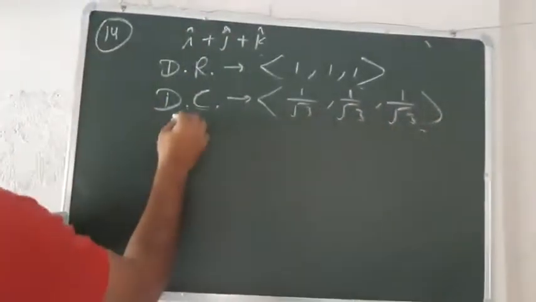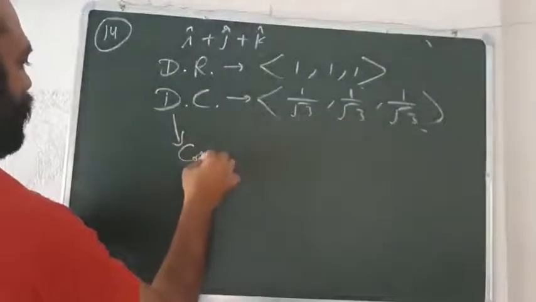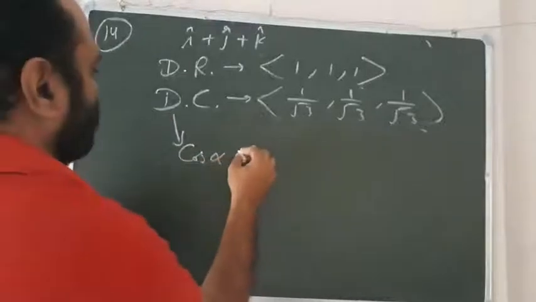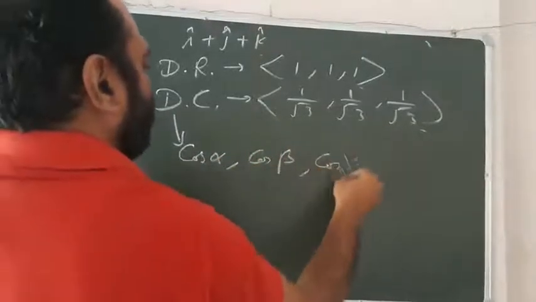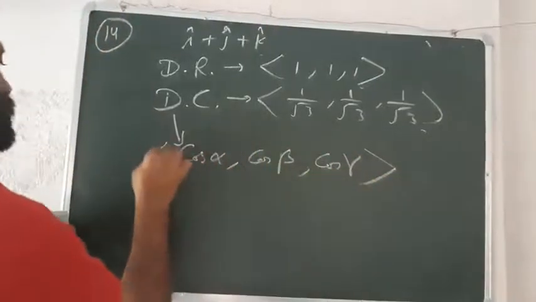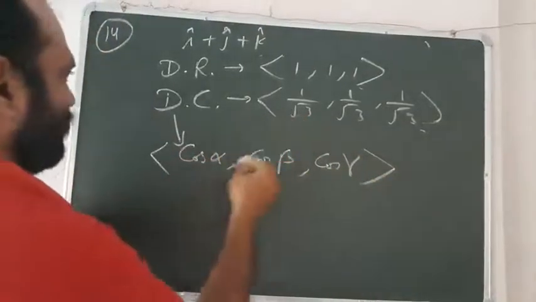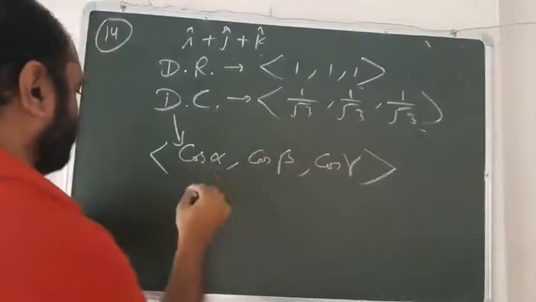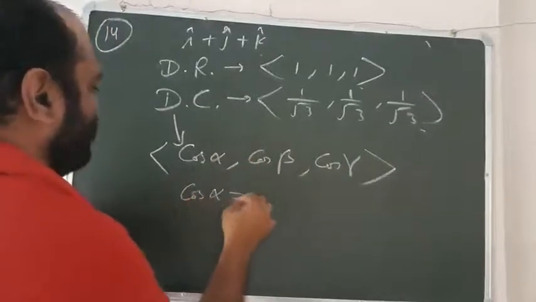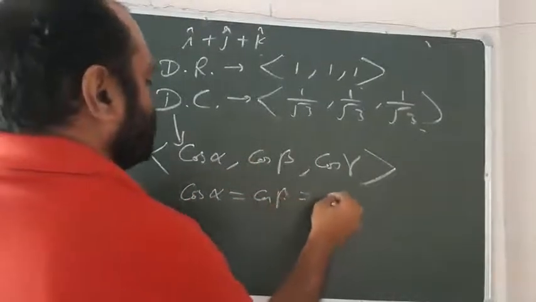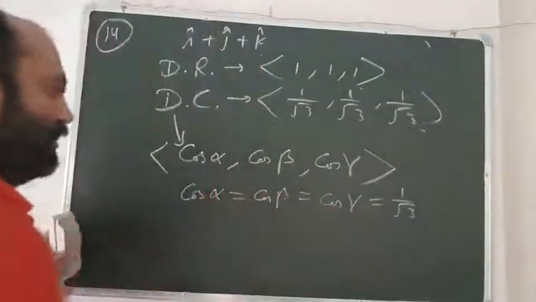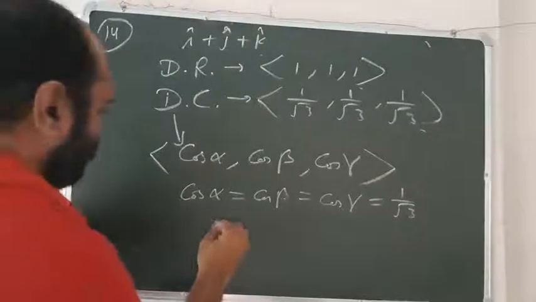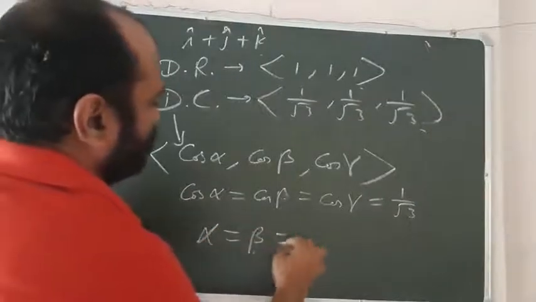So as you know direction cosines are cos alpha, cos beta and cos gamma, ठीक है जी। So cos alpha, when we compare these direction cosines, we will get cos alpha equal to cos beta equal to cos gamma, that is equal to 1 by root 3. So all the direction cosines are equal, therefore alpha equal to beta equal to gamma.